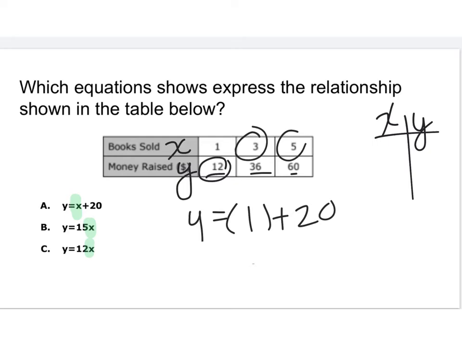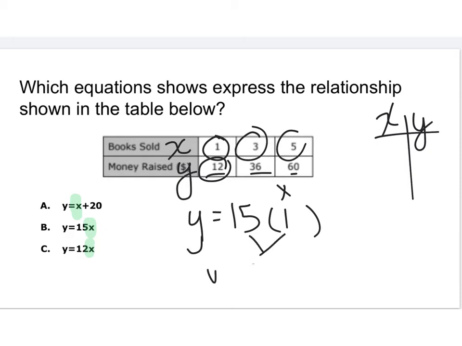So again, notice they all start with y because, like we talked about, input-output tables. You guys know about input-output. I'm inputting a value for x, doing some math, and seeing if it kicks out the y value that I'm looking for. So the next one says 15 times some number for x. My first x is 1, so I'm going to plug it in. 15 times 1 gives me 15. So this equation says that when x is 1, y has to be 15. Again, doesn't match. So that's not our equation.